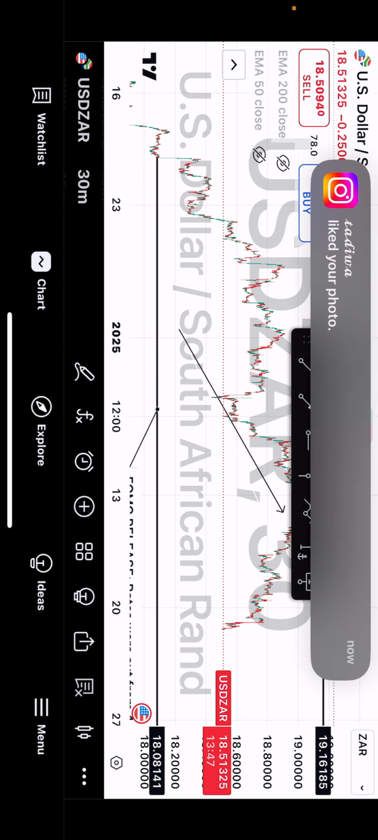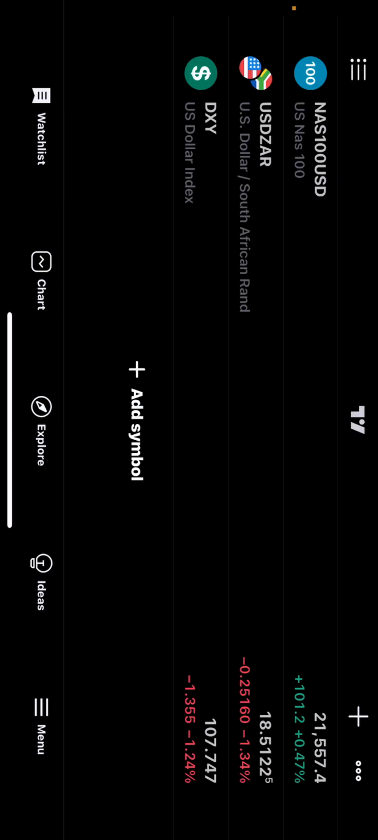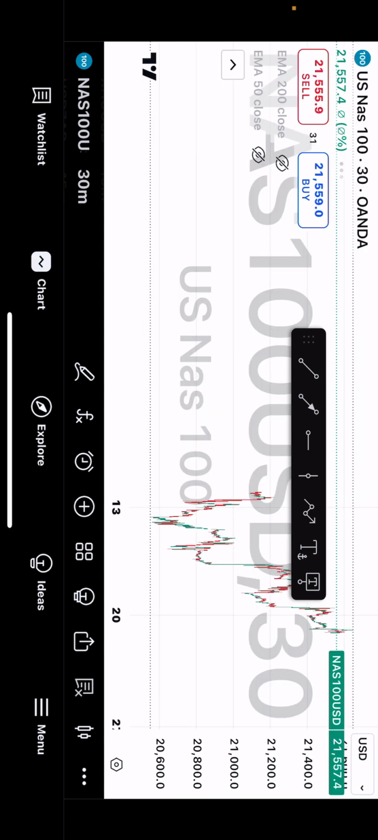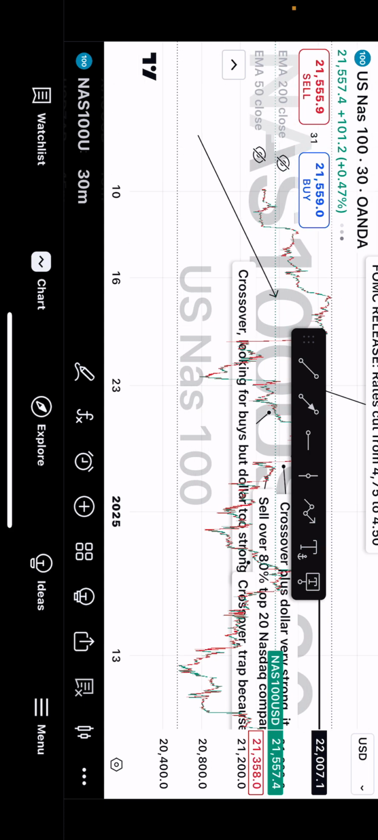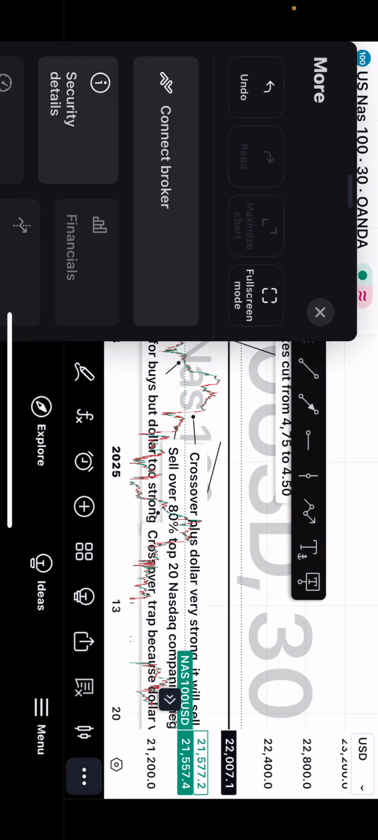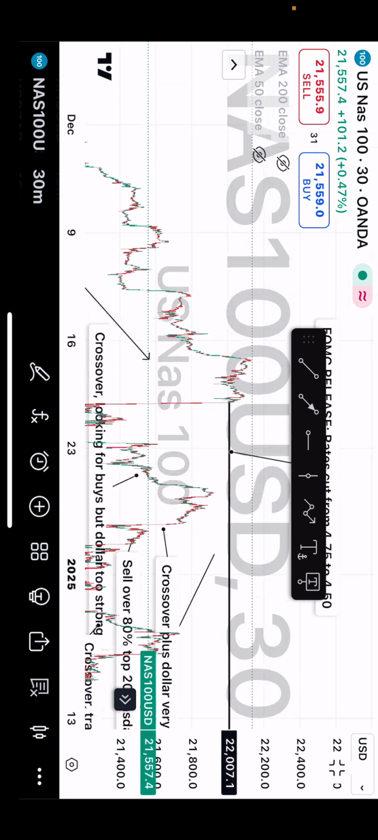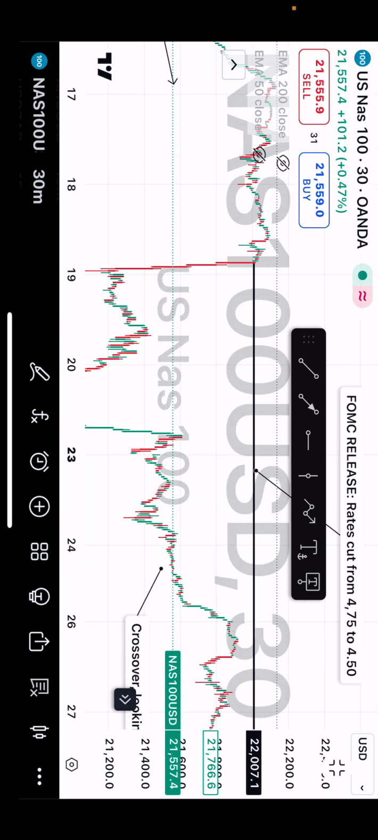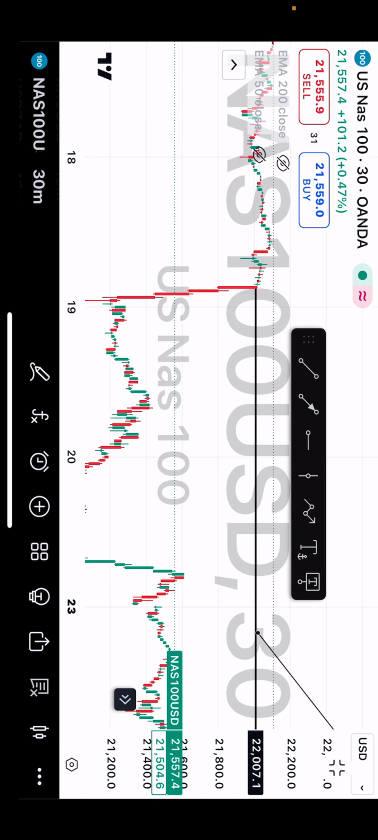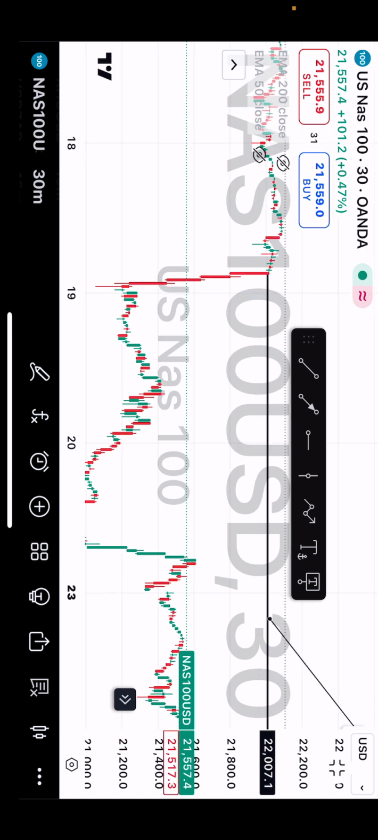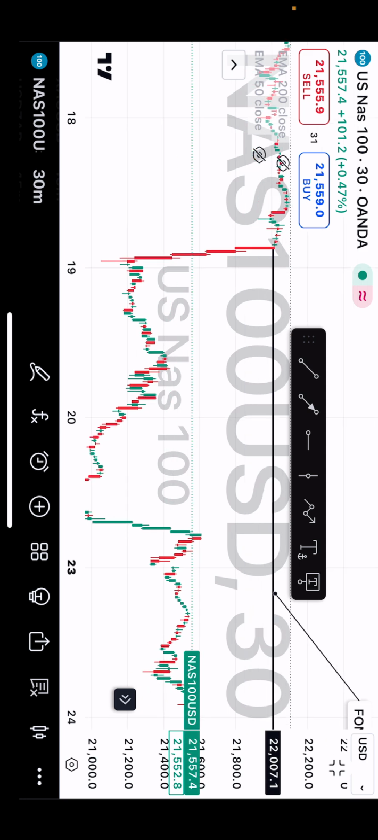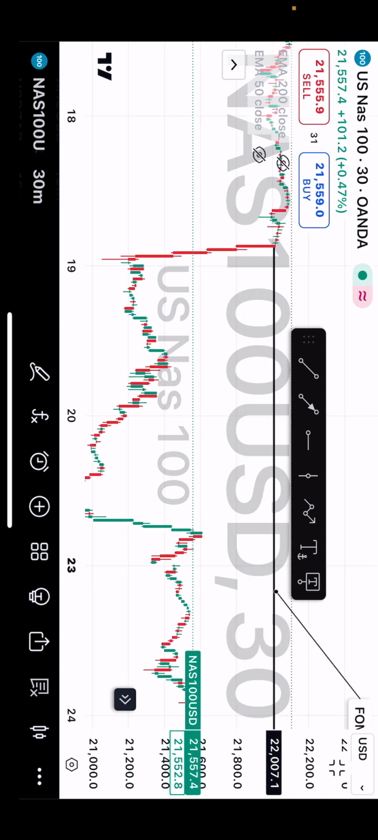Now, let's see it practically, because there is no point in us talking about this while we are not seeing it. It happened. Look at this. Here at the FOMC release, we see that Nasdaq introduced itself. It was like, hi, I'm Nasdaq, and because the dollar has gained strength, I'm selling. That's why it moved aggressively to the downside.